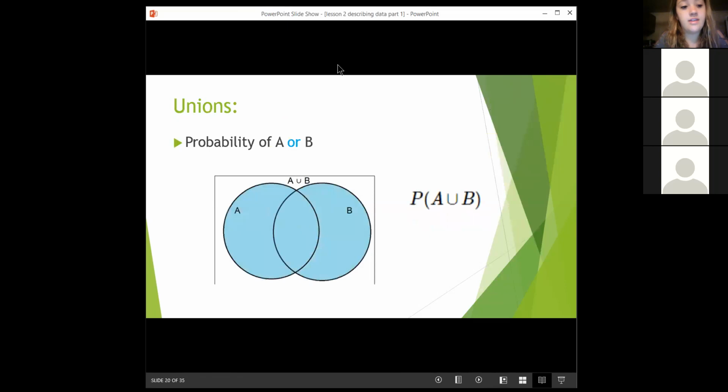Okay, union is kind of the opposite. It's A or B, so A or B happening. Make sure you understand that this has to be between 0 and 1. So if your answer is over 1, make sure you're subtracting anything that's not a part of A or B. It's just something to keep in mind there. Our notation is not an upside down U. It's going to be an actual U looking thing. It's not a U, but it looks like a U, so that's how you can remember it's union.